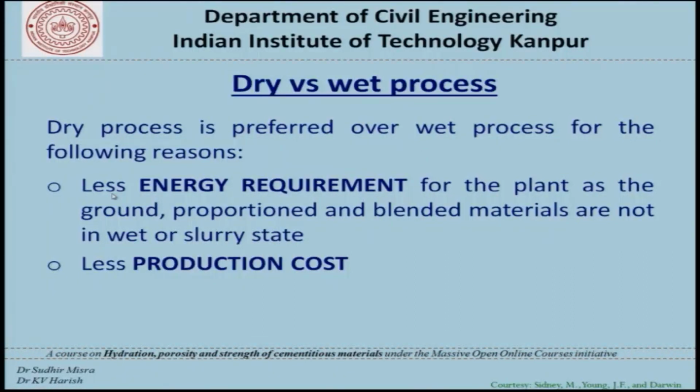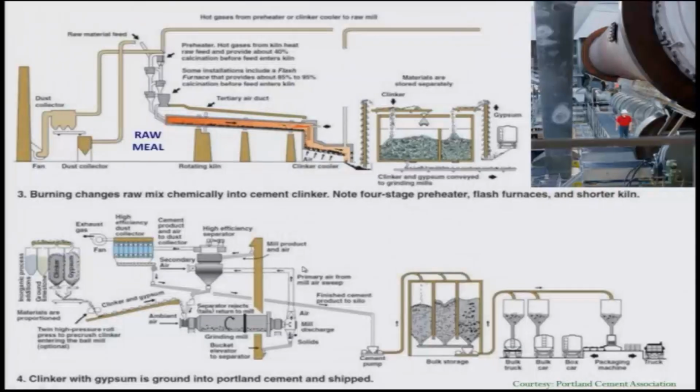In the dry process, the energy that is required is much less for the plant, as the ground, proportioned and blended materials are not in the wet or slurry state. In addition, in the dry process, the production cost is very low. The third step involves burning, which changes the raw mix chemically into cement clinker. Note the fourth stage: preheater, flash furnaces and shorter kilns.